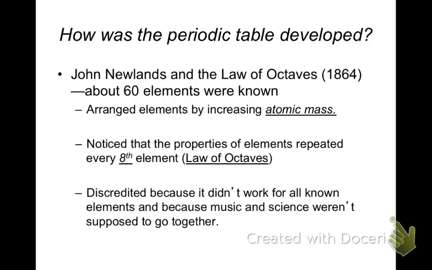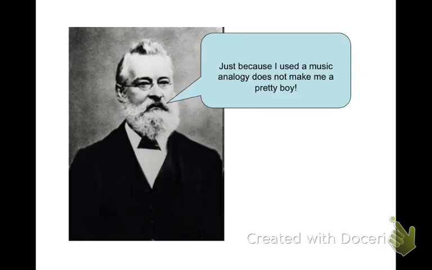Poor John Newlands was discredited because it didn't really work for all the elements that were known, and because he made the mistake of mixing music with science. Back then, that was a big no-no. John Newlands was discredited, but he came up with some pretty interesting ideas about these repeating properties of the elements. And just because it didn't work every 8th element necessarily doesn't mean that he wasn't on to something.